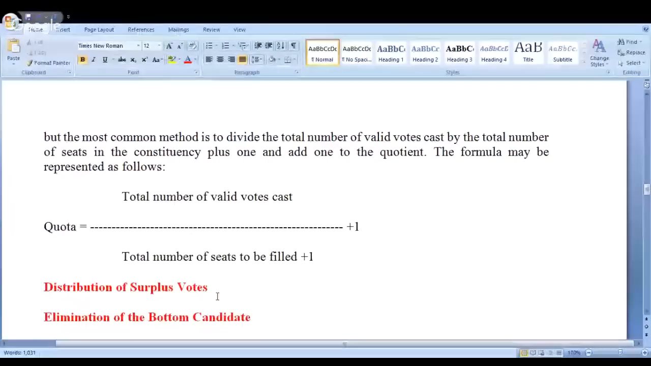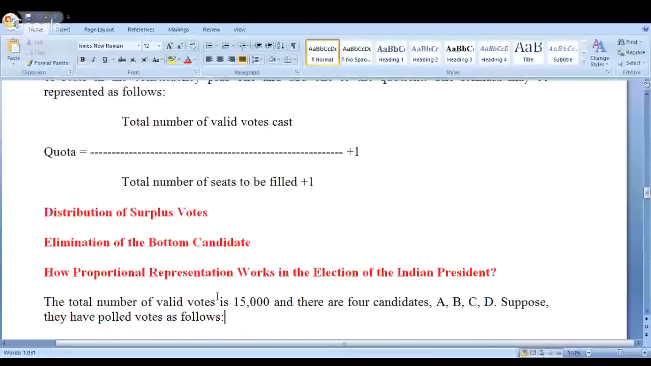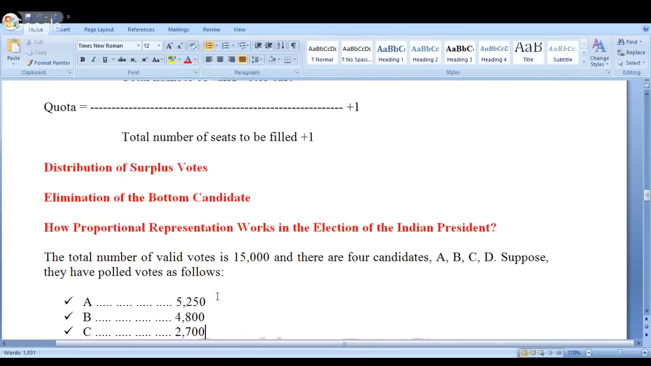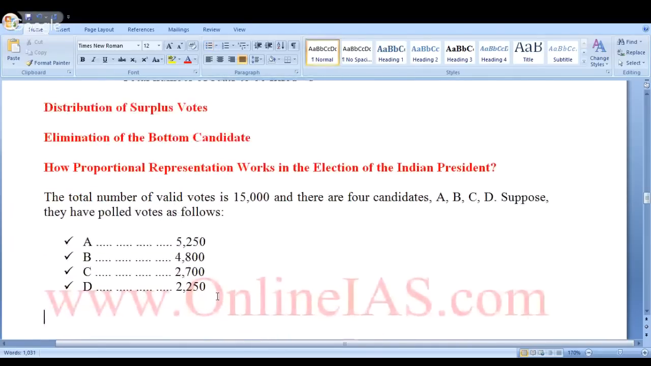Look at this. Distribution of the surplus votes, elimination of the bottom candidate, and how the proportional representation works in the election of the Indian president. Example here: the total number of valid votes is 15,000. I told you already, it is more than 10 lakhs. Just for your understanding sake, I have taken a small number, that is 15,000. And imagine 4 candidates have contested the elections: Candidate A, B, C, D.